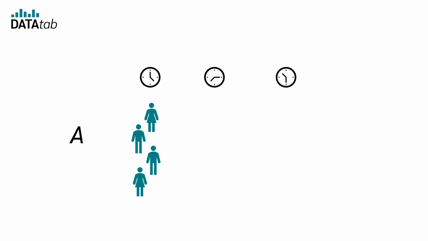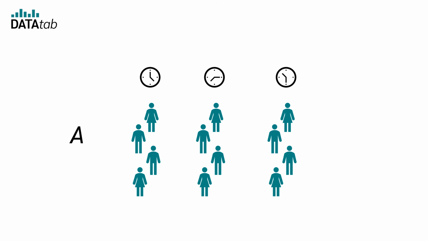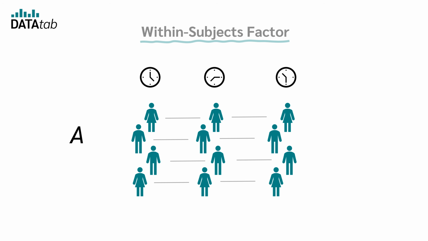Now, of course, we could also examine the impact of one diet across multiple time points. We could measure the cholesterol levels of each participant at the start of the diet, after 2 weeks and after 4 weeks. So the factor time has the 3 levels start, 2 weeks and 4 weeks. And in this case, the same subjects are being exposed to all levels of the factor. And this is called a within subjects factor. The same subjects are exposed to all levels or conditions.